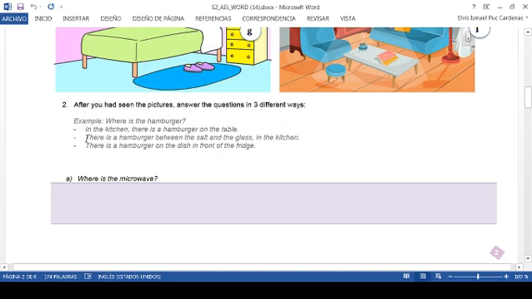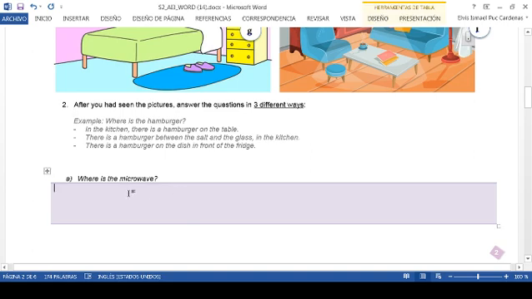Answer number 2, there is a hamburger between the salt and the glass in the kitchen. As you can see, they are different. Number 3, there is a hamburger on the dish in front of the fridge. 1, 2, 3 answers. 3 different ways to answer.